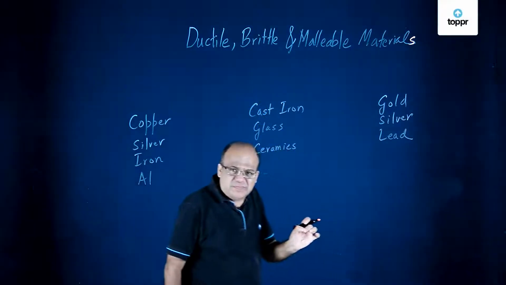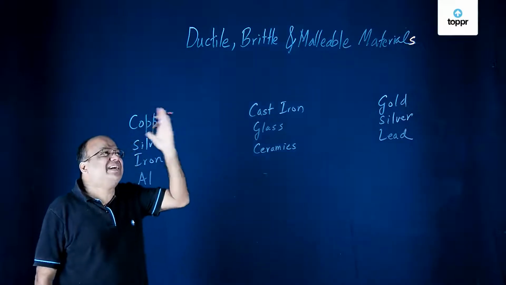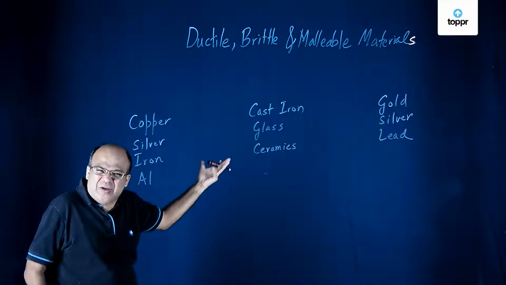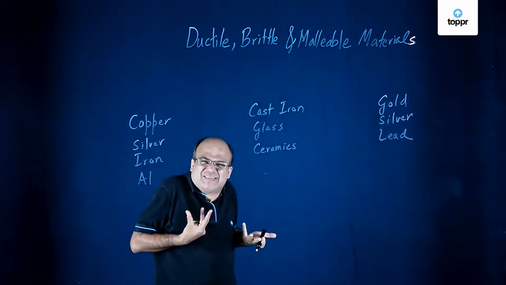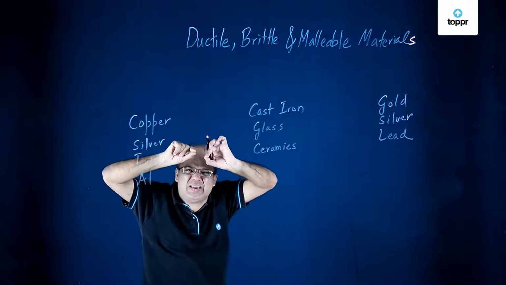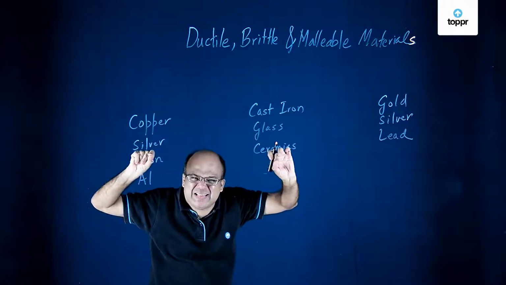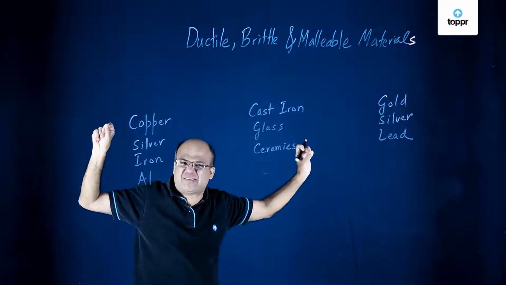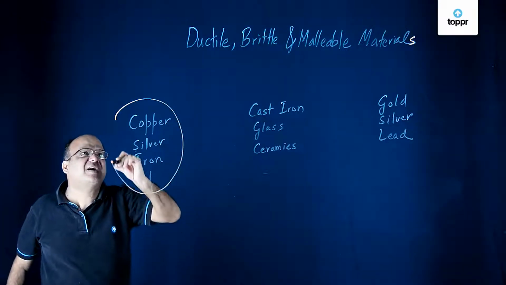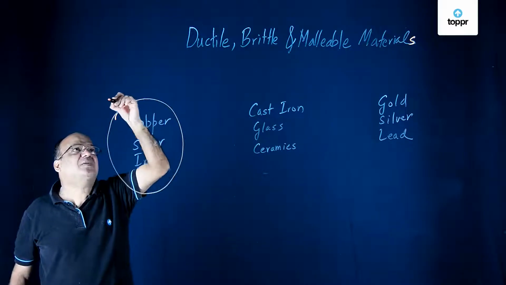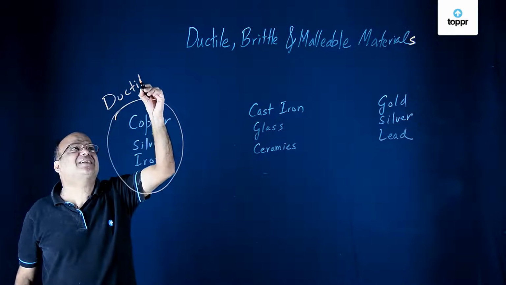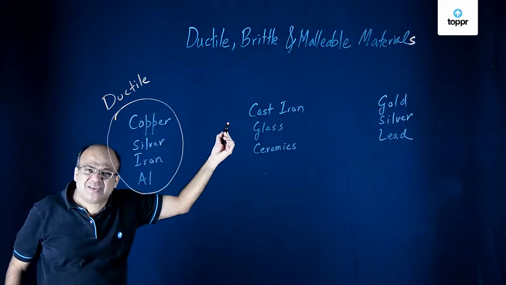In this lesson, we are going to learn about ductile, brittle and malleable materials. What are ductile materials? Ductile materials can be drawn into thin wires. They have a large range of plastic extensions. Copper, silver, iron, aluminum, all are ductile materials. They can be drawn into thin wires.